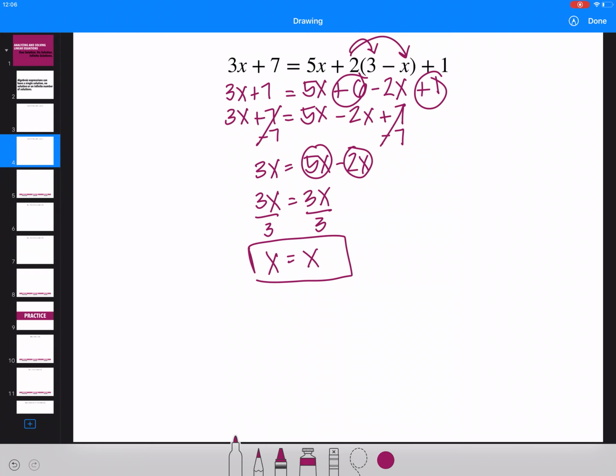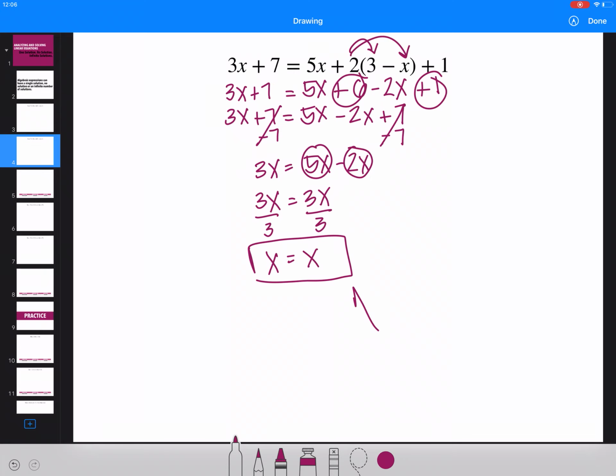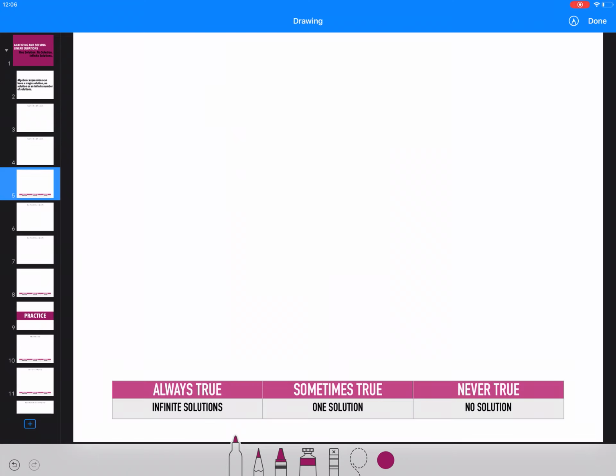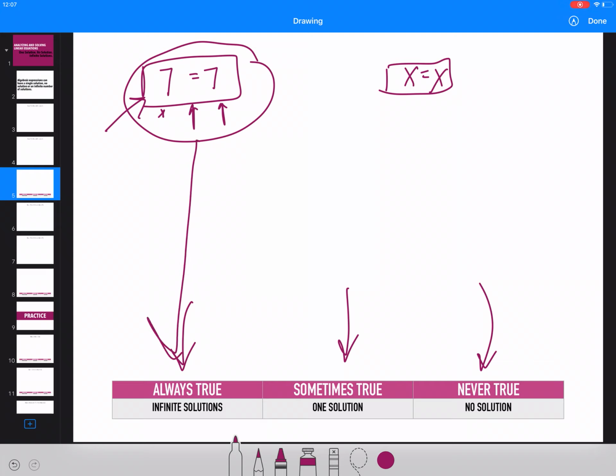Now, in the problem before, we ended up with 7 equals 7. And in the second strategy, I end up with x equals x. These were my final equations in both solutions. And when I'm reading this, I want to figure out which equations are always true, sometimes true, or never true. So reading this equation here, I read this as 7 is equal to 7, or 7 is 7. That equation is always true.